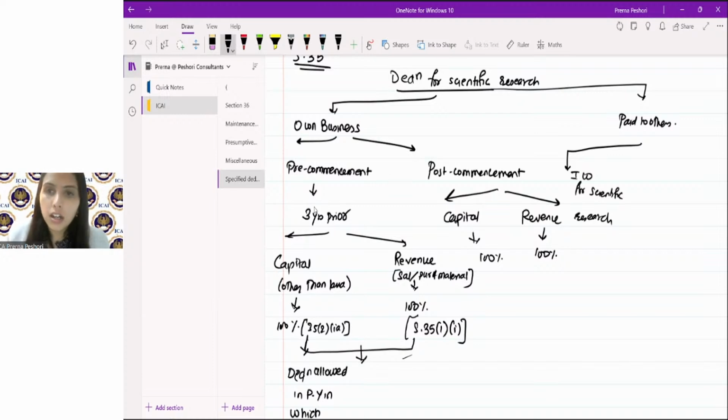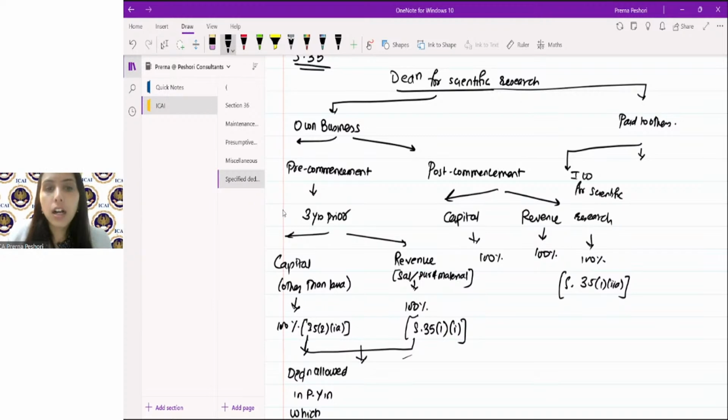Again here, 100% is allowed under 35(1)(2)(a). This section you should remember because this can come directly, with the section numbering. So you should remember.